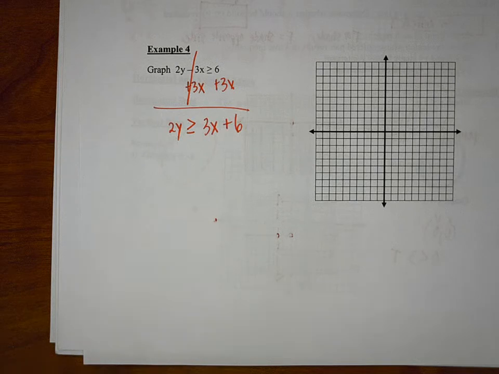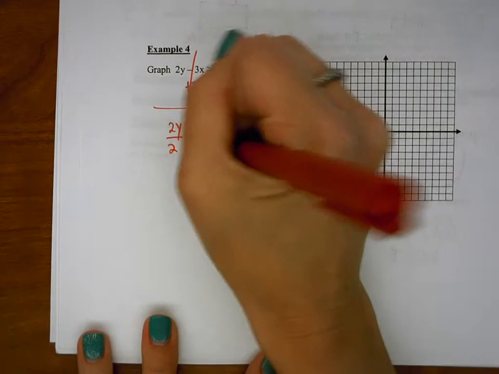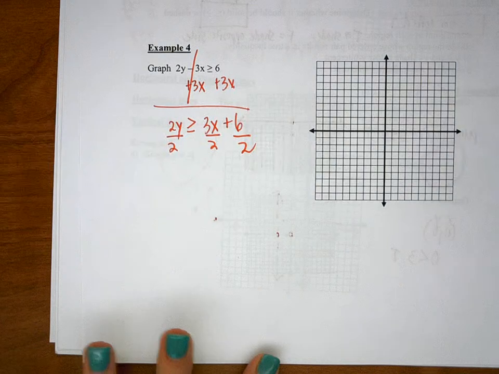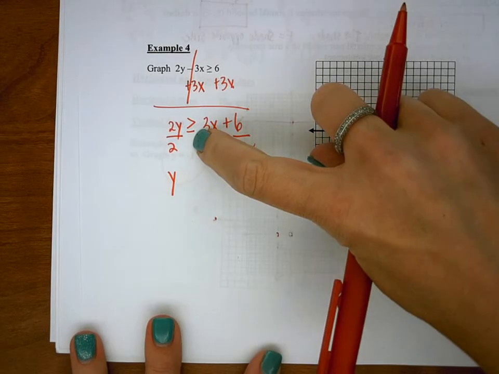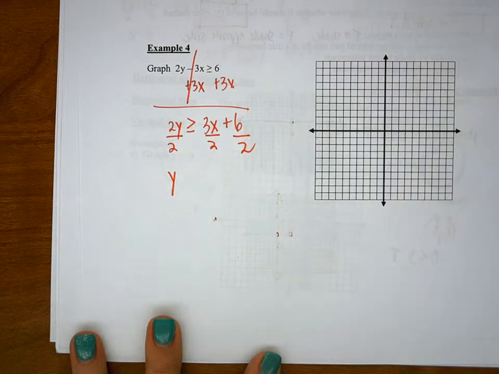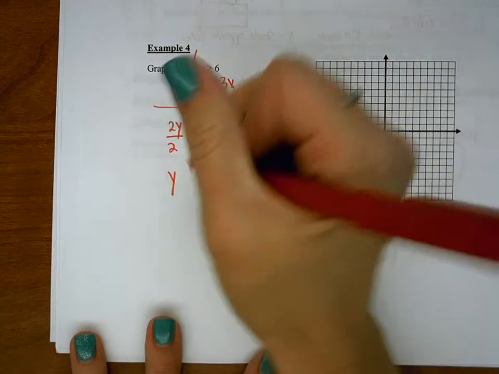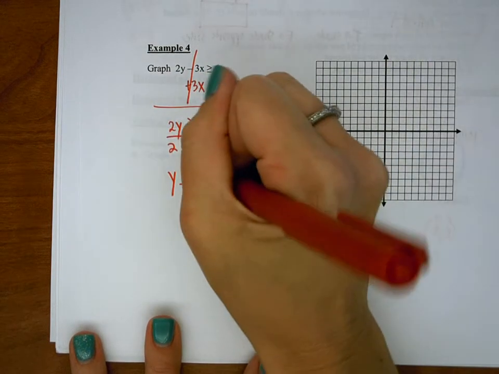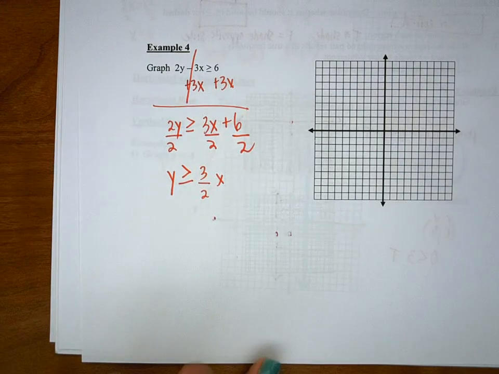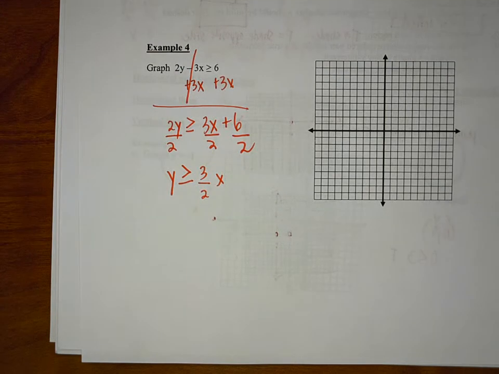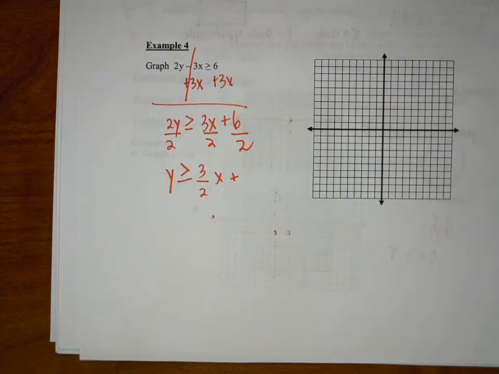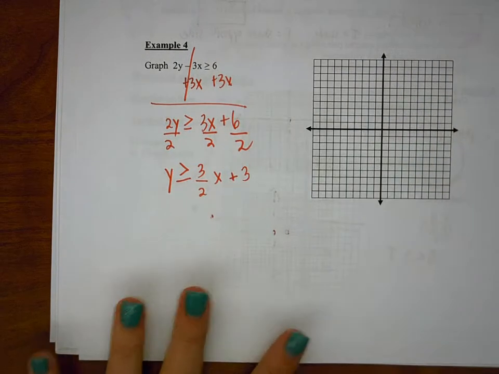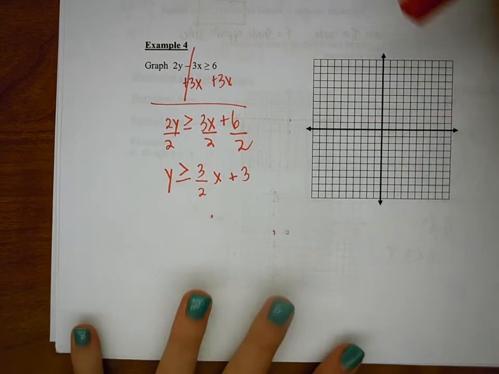Divide by 2. Now remember that when you're dividing by 2, you have to divide it to every single term. When I do that, I end up with y. Am I going to have to flip this sign? No. Why not? Good. I divided by a positive. Very good. Is greater than or equal to 3 over 2x. So notice how I kind of pull the fraction out in front so it's easy to see the m value. Okay? And then plus, and 6 over 2 reduces to 3. Very good.